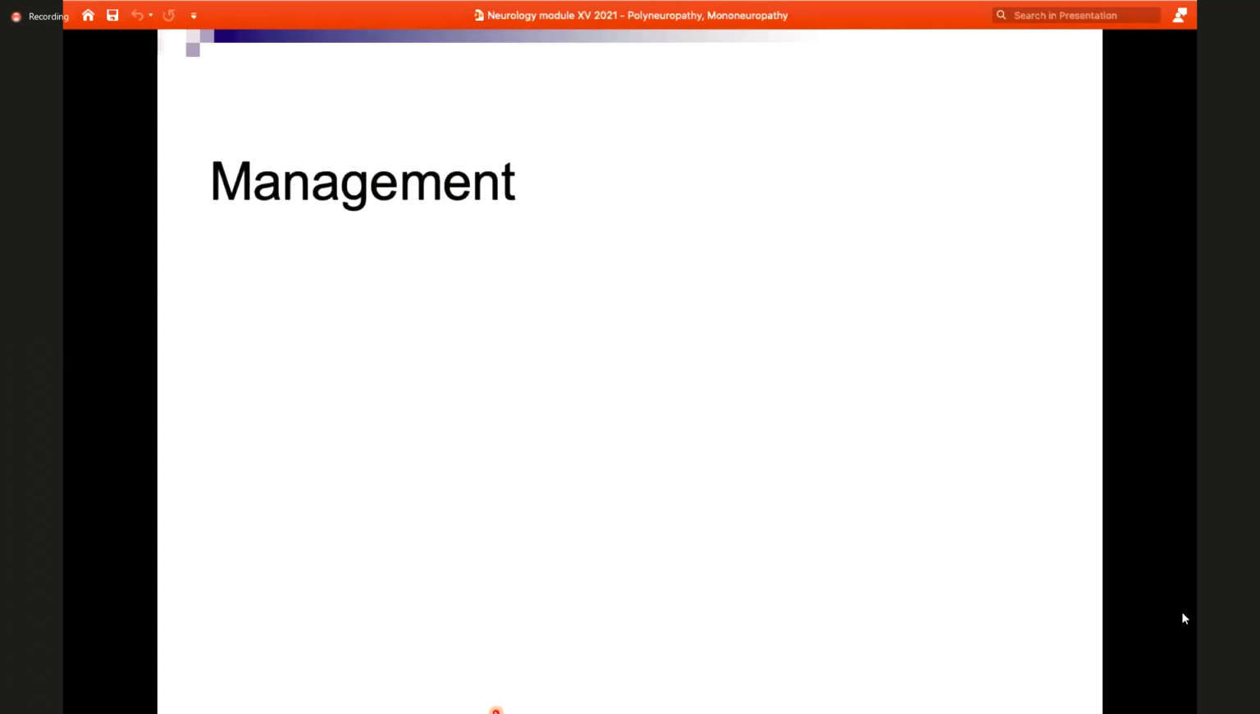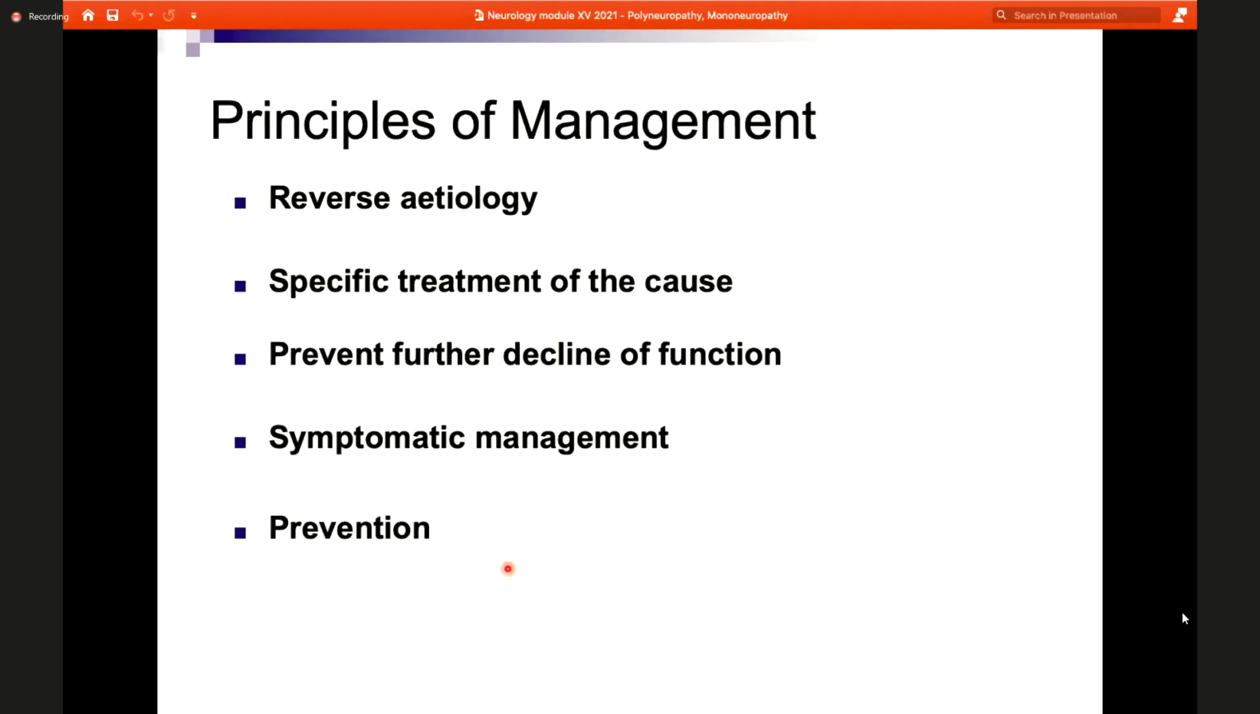Now the management. And the management is based on these principles, and actually these principles can be applied to management of any illness, not only neuropathy, not only neurological diseases, even non-neurological diseases. First is to reverse the etiology. So if you suspect, say, the patient is having a neuropathy due to a toxin or a drug, you can stop it. Then you can think of specific treatment for the cause.